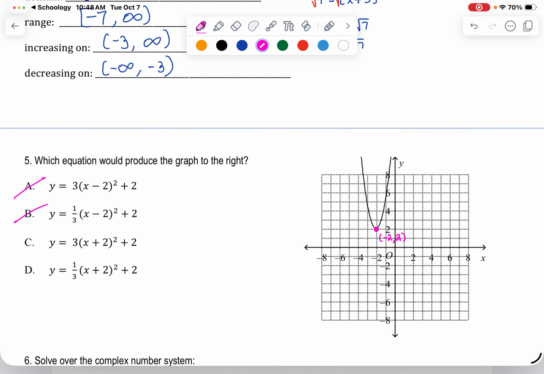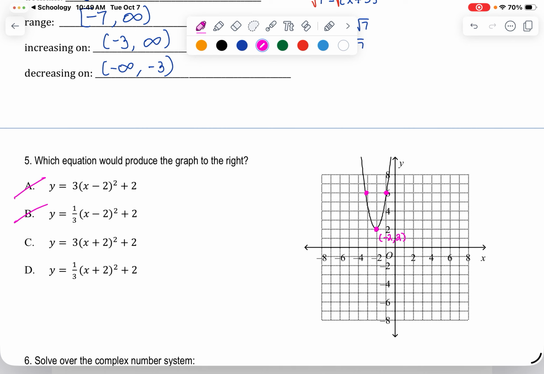So now I need to know, does this have an a value of 1/3 or 3? So we're going to use our other points here to help us get it. I can see that I have a point right there. So when I plug in 2, I get 6. So one way of checking is plugging in 2 and seeing which one gives you 6, okay?